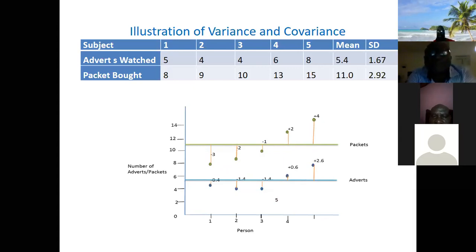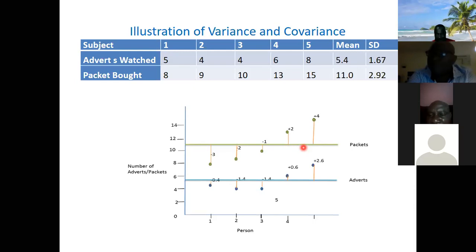If, let's say, it's in the opposite direction, what will happen is that for this number of adverts watched, the first 3 that are below the mean, if they are in opposite direction, the number of packets bought will be in the opposite direction. The first 3 of the product bought will be above the mean, and for the last 2 people, whose number of adverts was above the mean, their product bought will be below the mean. This one will be in opposite direction. You can now say, oh, they covary, but it's a negative covariance. But here, what we are seeing, they covary, but it's a positive covariance.